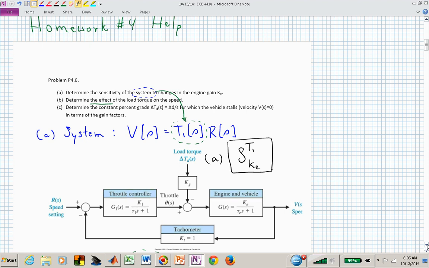Here's some help on homework number 4. This is not exactly how the homework is laid down in the problem statement, but I've simply tried to pull the essence into this little description.